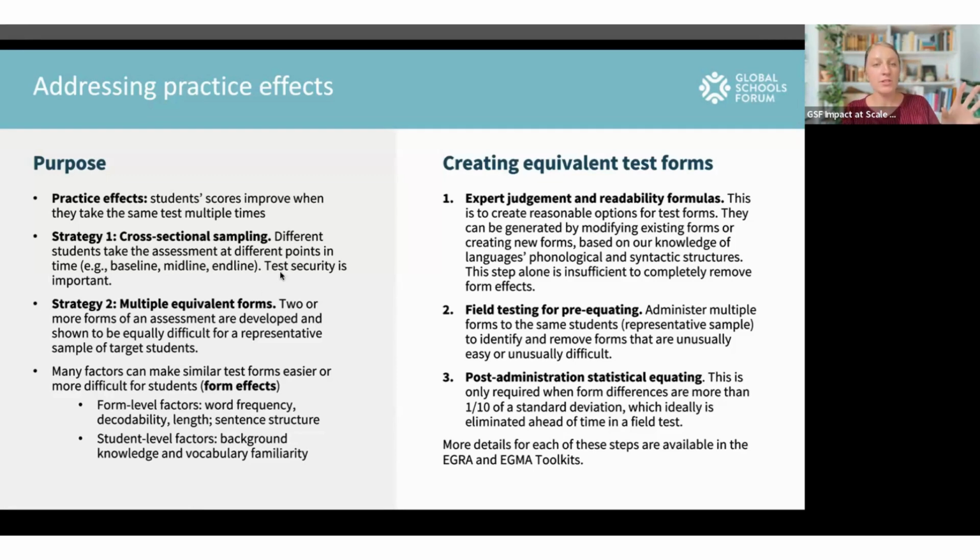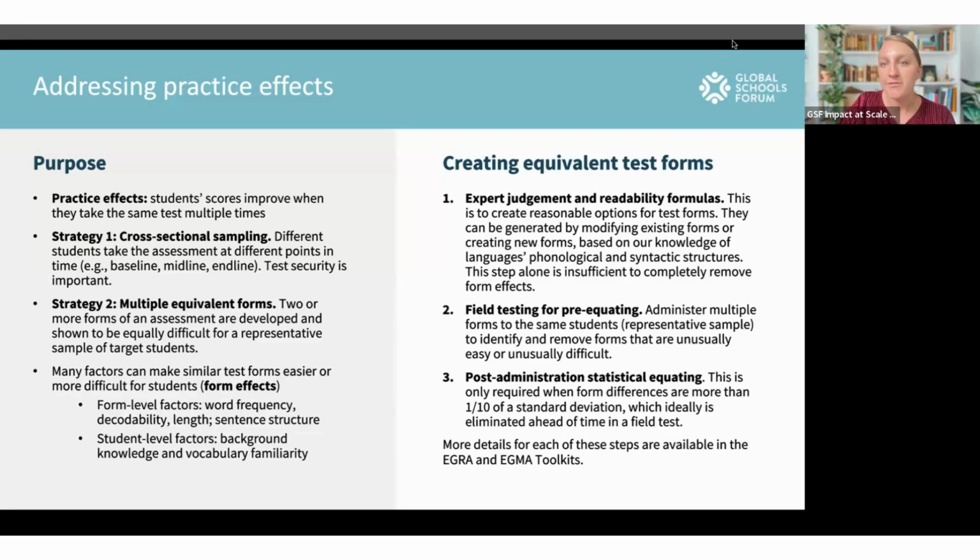Form effects can arise from form-level factors, which could be things like the words in one of those forms being less common in the language, or less decodable, or the sentence structure being a little different. You might also have student-level factors. Some students might have background knowledge about one thing versus another, or might have different vocabulary knowledge. So field testing these different test forms with a representative sample of students is really the only way. There's no readability formula. Only your students are going to be able to tell you what's easy and what's difficult.